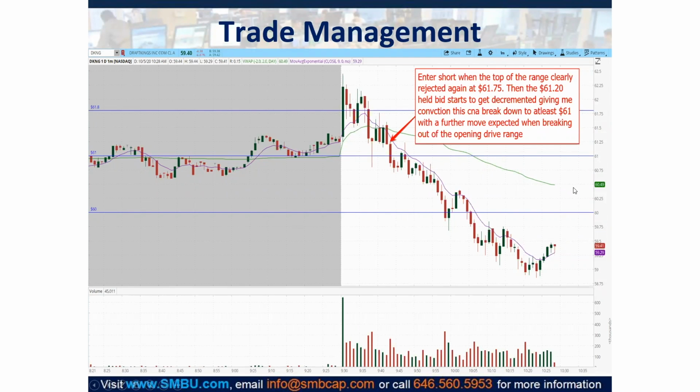So for my trade, it was more of a momentum entry when we saw it holding below this 61.80, clearly tried to retest here, rejected, held lower in the range, and then it was just slowly stepping down.